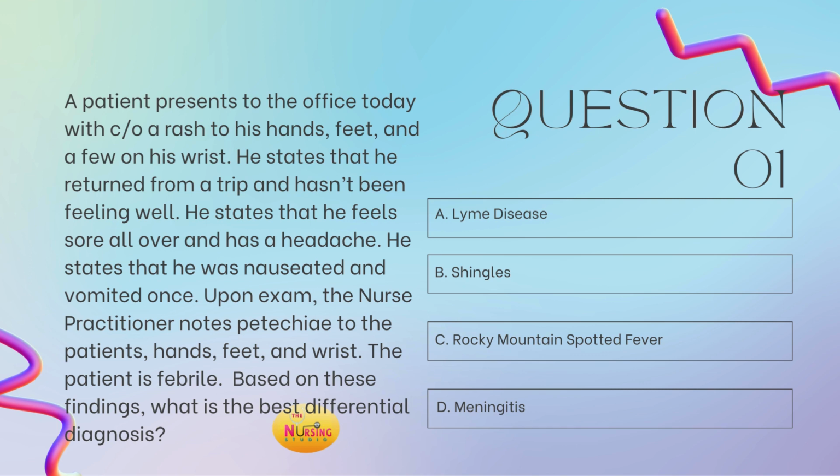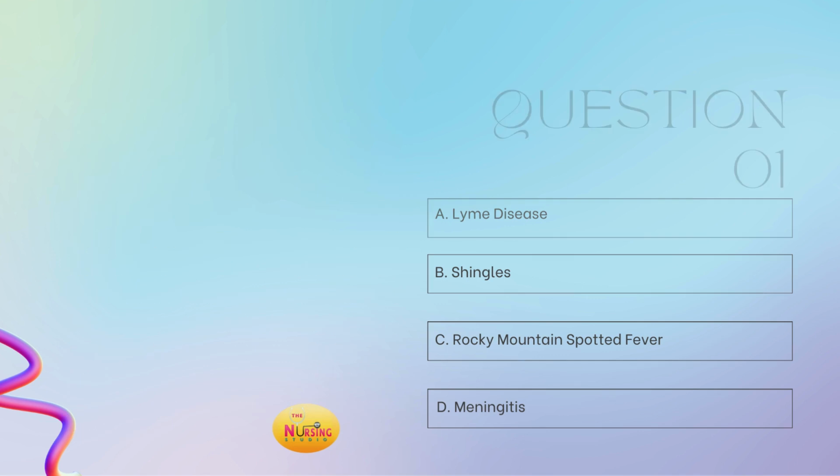C, Rocky Mountain spotted fever. Yes, this is the classic presentation for Rocky Mountain spotted fever, right? They typically have a high fever, and along with the fever, a headache, myalgias, nausea, and vomiting. With the petechiae on the hands, feet, and wrist, that's the classic presentation. And the first line therapy for that is doxycycline. But anyway, the answer is C, Rocky Mountain spotted fever.